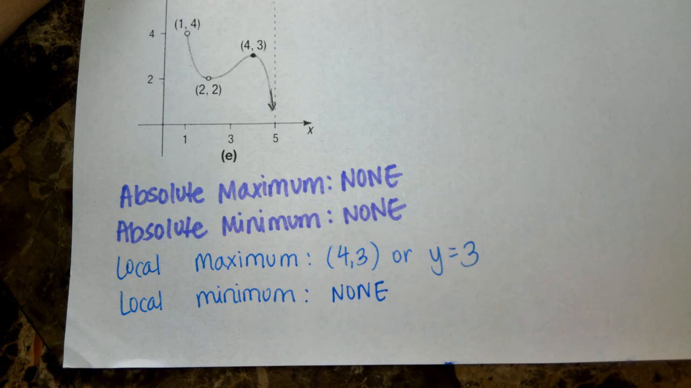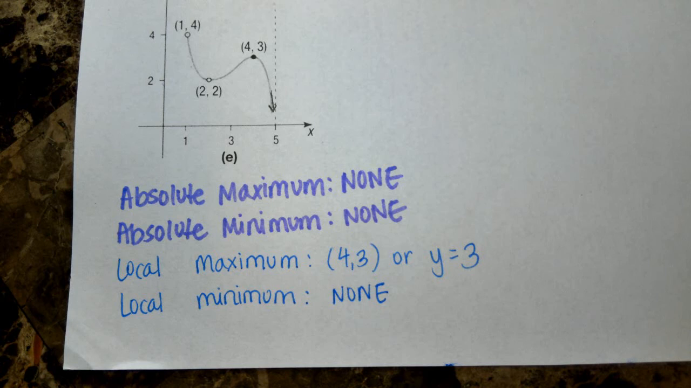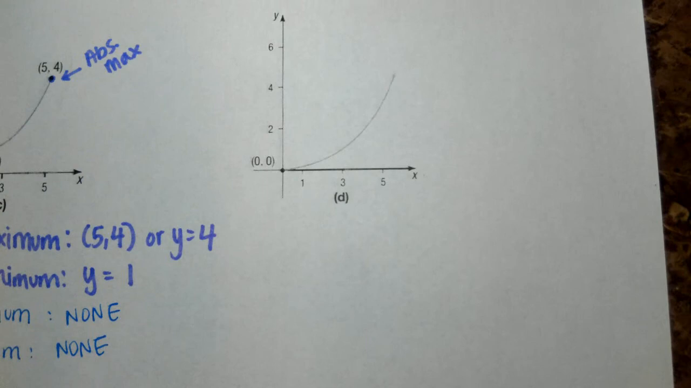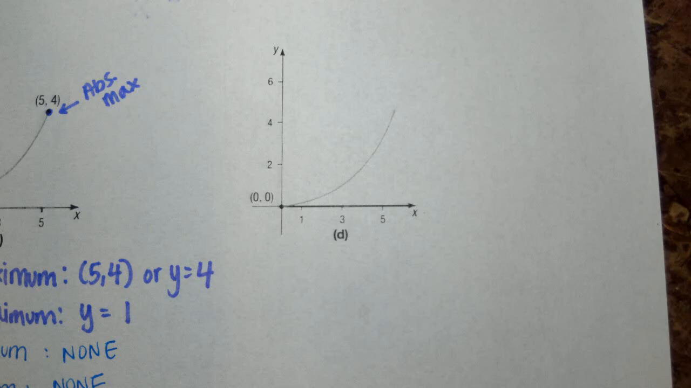So, not every graph has an absolute max or min, or even a local max or min, and that is okay. And then if you'd like, I'll go ahead and leave this one for you to do, very similar to the previous one. Just know that that is an arrow. And I'll leave the answer key in the filled out notes if you'd like to check.